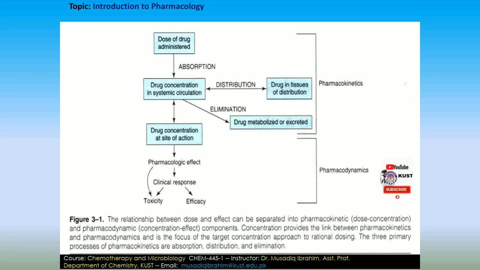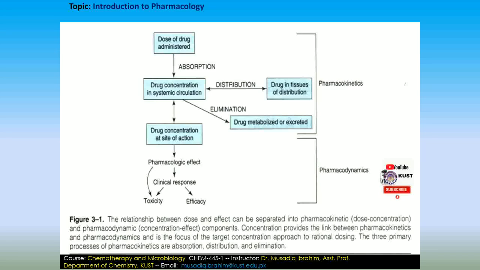In the caption, you can see it is written that the relationship between dose and effect can be separated into pharmacokinetic, that is dose-concentration, and pharmacodynamic, that is concentration-effect components. So when you are giving a patient a dose of a specific drug, it is divided into the pharmacokinetic aspect and the pharmacodynamic aspect. Concentration provides the link between pharmacokinetics and pharmacodynamics and is the focus of the target concentration approach to rational dosing.